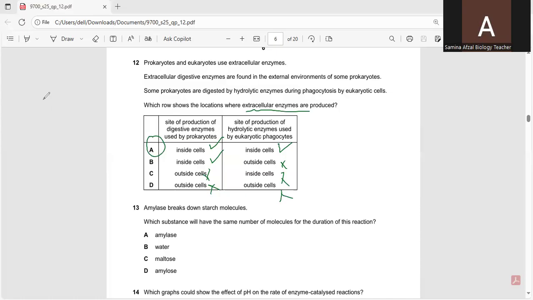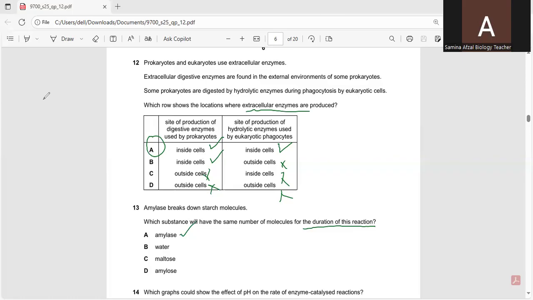Then next: amylase breaks down starch molecules. Amylase is an enzyme which breaks down starch, which is a polysaccharide. Which substance will have the same number of molecules for the duration of the secretion? Amylase is an enzyme, a substance which acts as a biological catalyst and speeds up a chemical reaction without being used or consumed in the process. Its quantity almost remains the same. So during this reaction, the enzyme is that substance which remains the same.